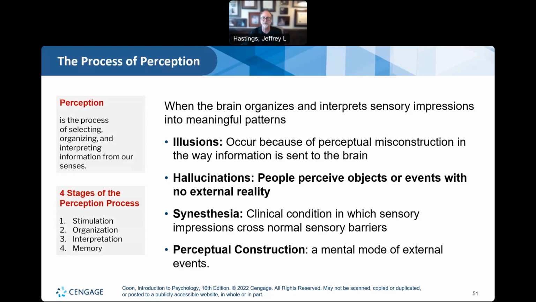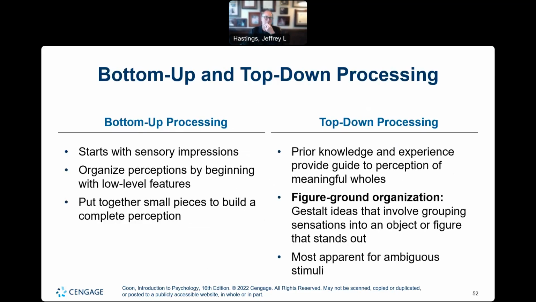I've already mentioned that. And also, perceptual construction is just that mental model of external events. You may want to know that as well. So now the processing of information could come in two different ways. The way that we're processing that stimuli, it could come from top down or bottom up.